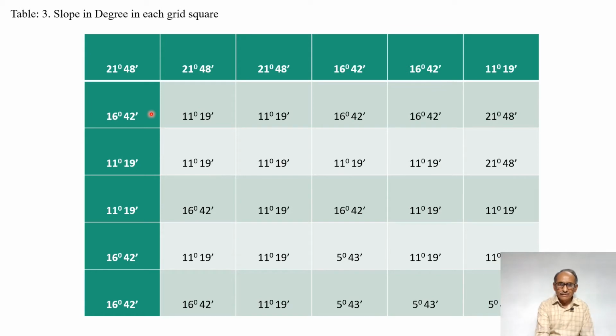Now we have seen how to find out the angle with the help of the log table. In a similar manner, using whatever number we have got, we can find out how much the angle is. This angle is 21 degrees 48 minutes for this particular square. That is the slope in that particular region. Likewise we have calculated the slope for each of these squares.